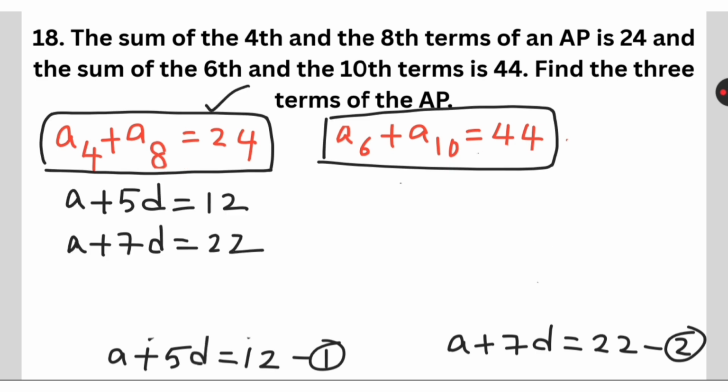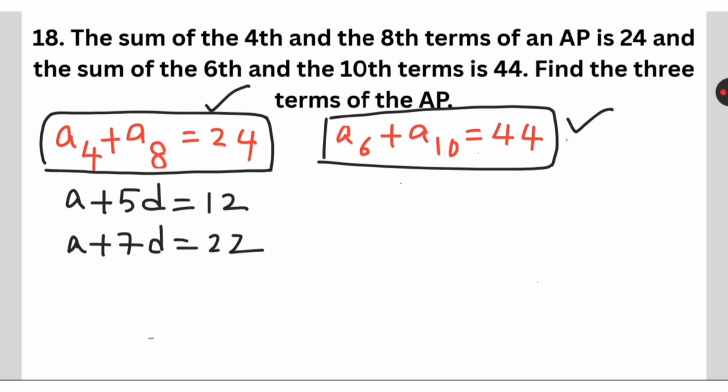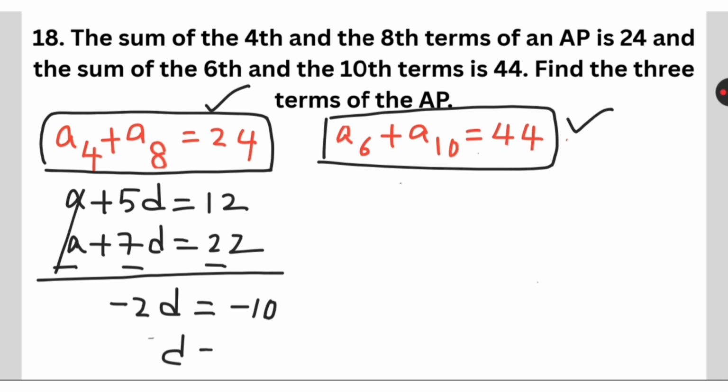So after simplifying these two given statements, we got two equations. One is A plus 5D equal to 12 and A plus 7D equal to 22. Simplify these two equations. Let's subtract on both sides. A minus A gets cancelled. 5D minus 7D is minus 2D, that is equal to minus 10. So D equal to 5.